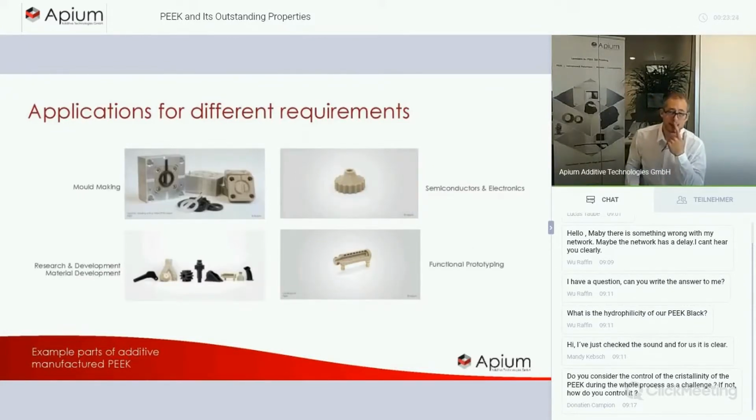What is also a very interesting field is mold making, and this is something I want to highlight with the next slide. Then also semiconductors and electronics, functional prototyping, and research and development parts, all kinds of different things. Mold making is something that we thought about. We have a material that is wear resistant and can be exposed to elevated temperatures. And we know that mold making is a very cost-intensive procedure. So we were thinking, why are we not making molds out of PEEK for other polymers?